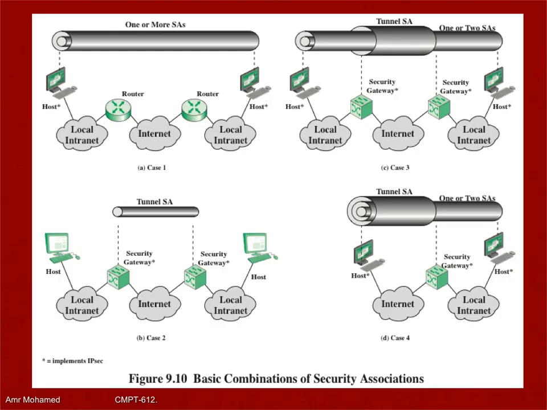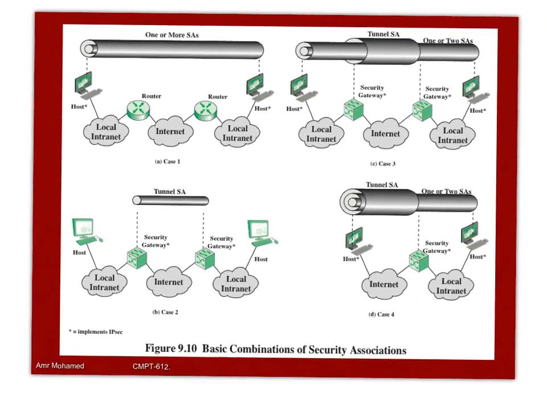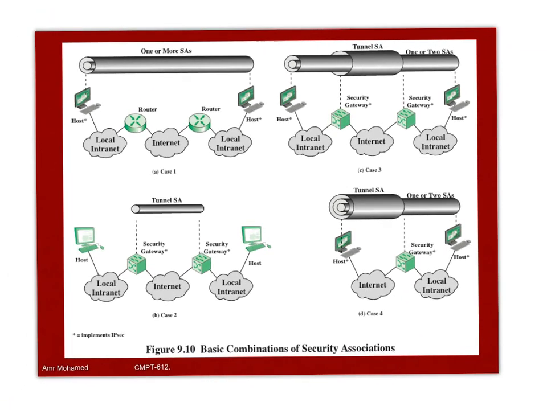So the concept of nested security associations gives you different interesting scenarios. Here, for example, in case 1, we talk about using two security associations, one for ESP and one for AH, and both are in which mode here? Both are?